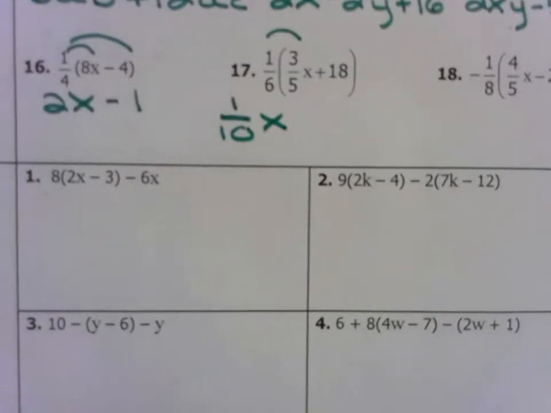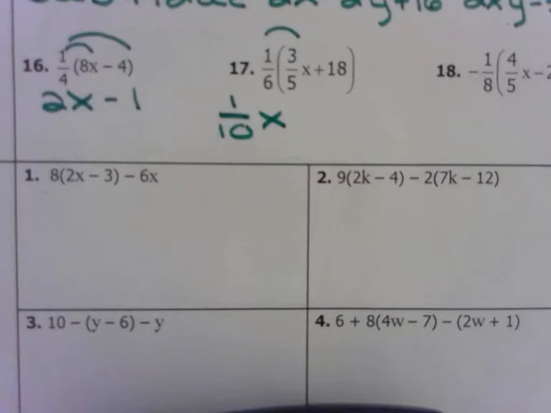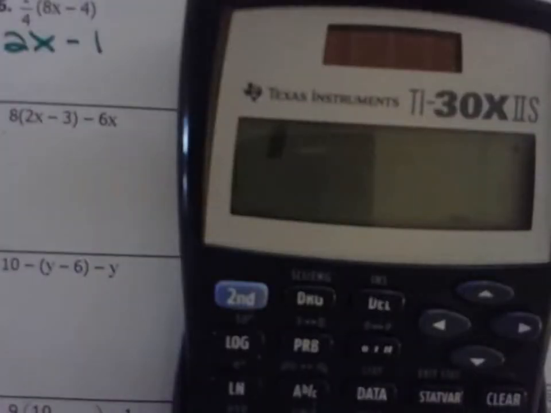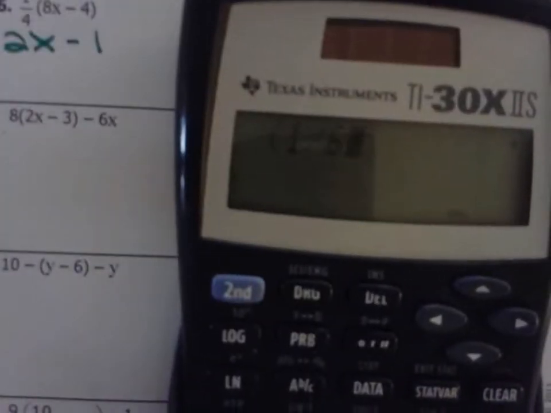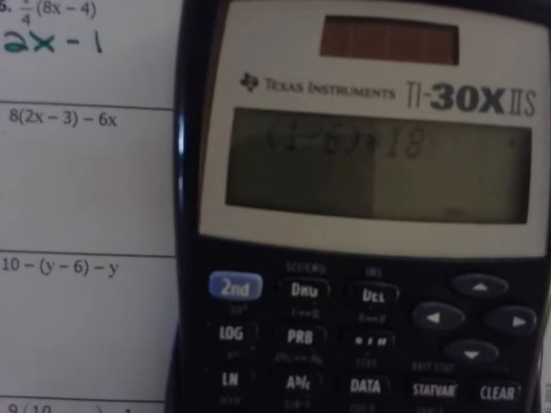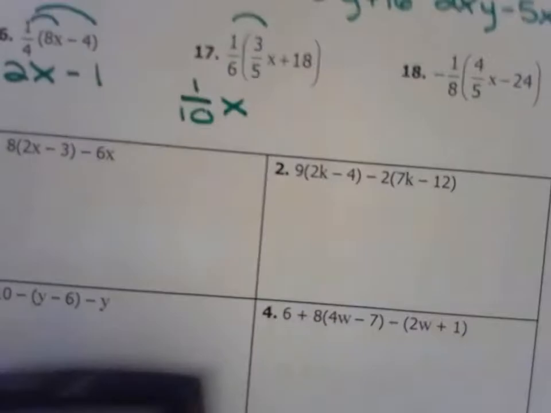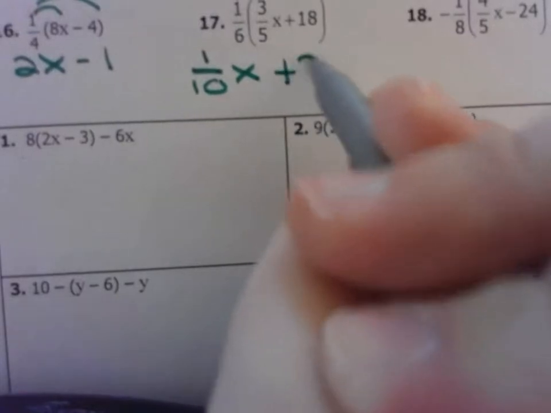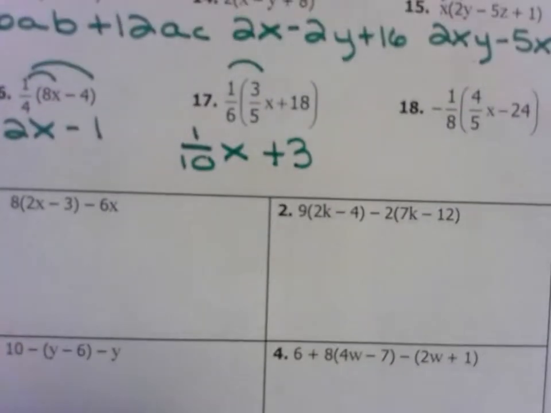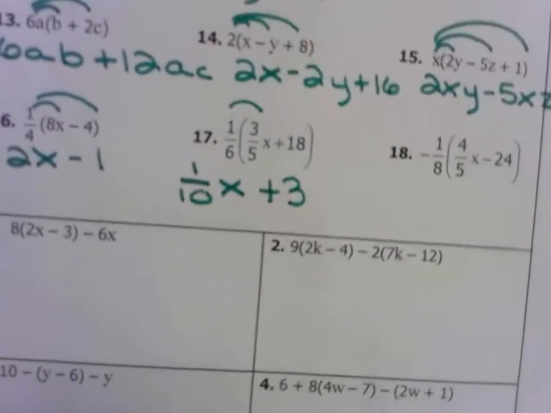Okay. Now, 1/6 times 18. Try that in your calculator. Parenthesis, 1 divided by 6 times 18. 3. So plus 3. Just because it's a fraction, you can still do it. Just plug it in your calculator. Let me look at one more fractional one with you.